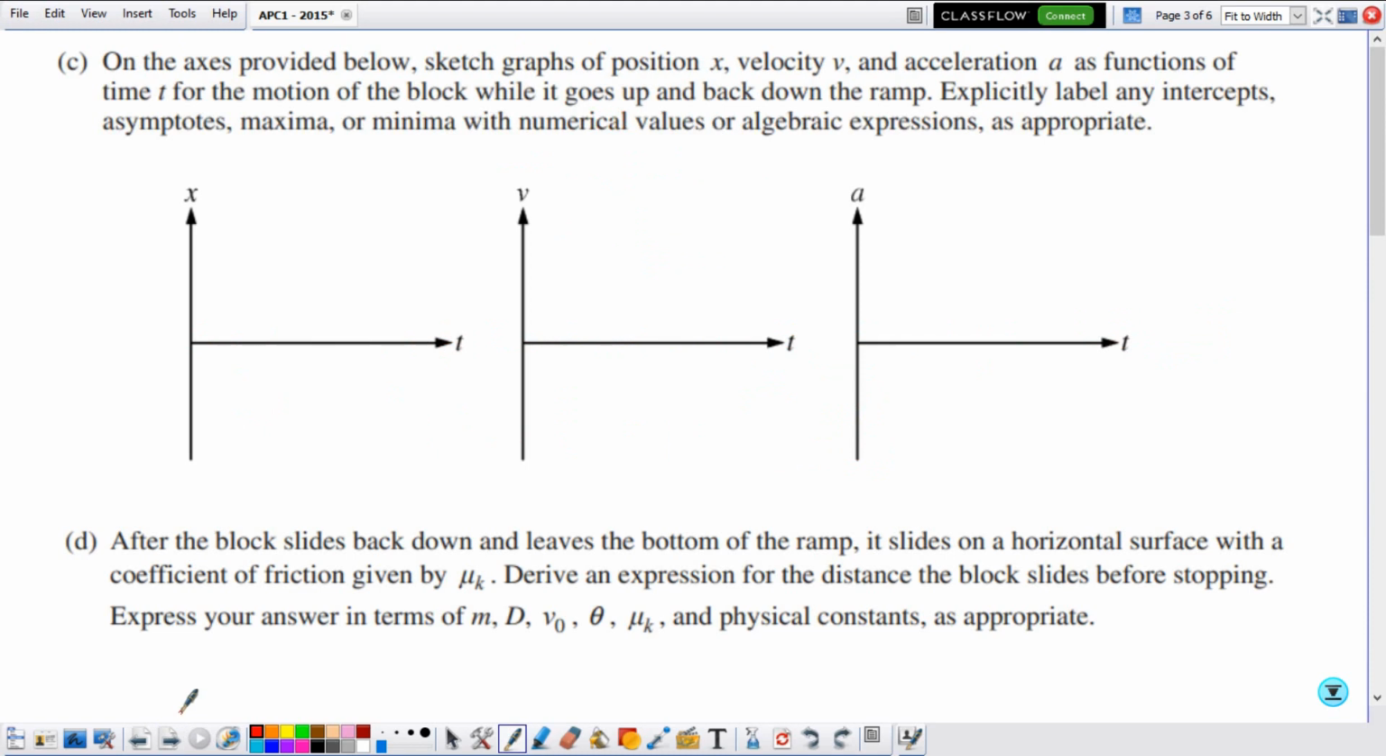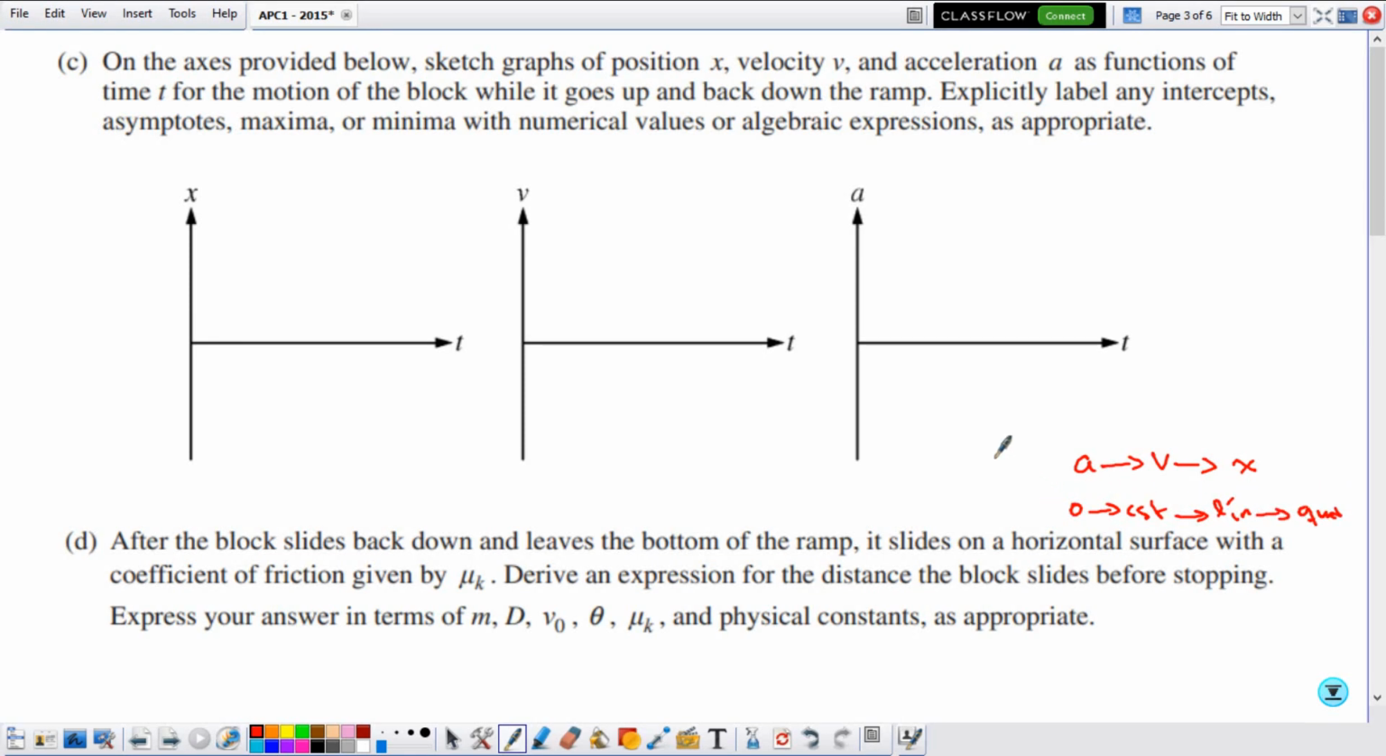Let's move on. Now on the axis provided below, sketch graphs of position x, velocity v, and acceleration a as functions of time for the motion of the block while it goes up and back down the ramp. Explicitly label any intercepts, asymptotes, maxima, or minima with numerical values or algebraic expressions as appropriate. Then we always follow the trend of a to v to x: 0 to constant to linear to quadratic.